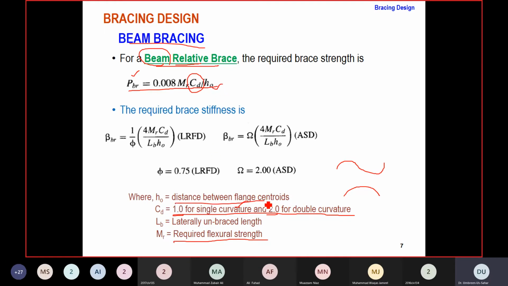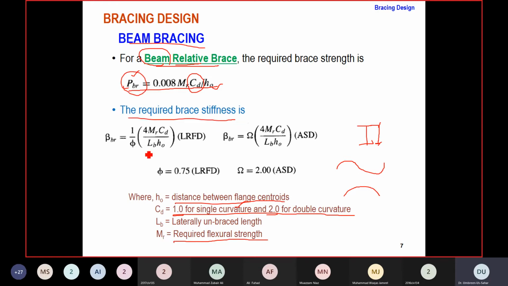And what about H nod? This H nod is the distance between the flange centroids. So from top to bottom, between the depth of the web, you need to consider the center of the flange till the center of the other flange. That is the H nod. So if this is the case, then you can calculate PBR, the strength of the brace, very easily.